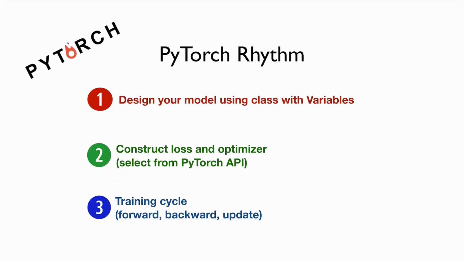But now we're going to go one step further using PyTorch. Basically, in PyTorch we have a rhythm in three steps. First, we're going to design our model using a class. Of course, we are going to use variables. And then once we have this model, we can construct the loss and the optimizer using the PyTorch API. And then after that, we just run our training cycle, which is forward, backward, and update.